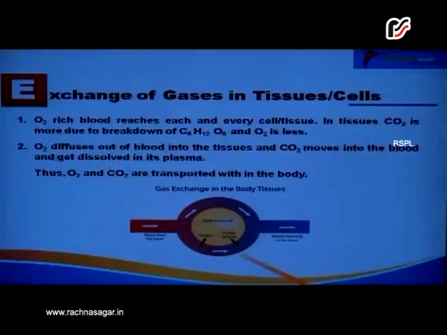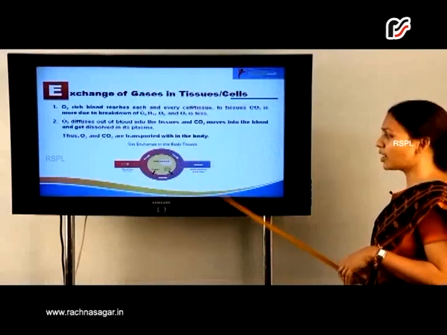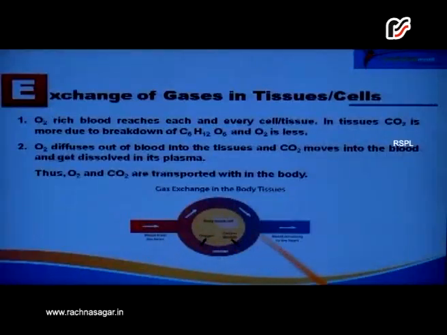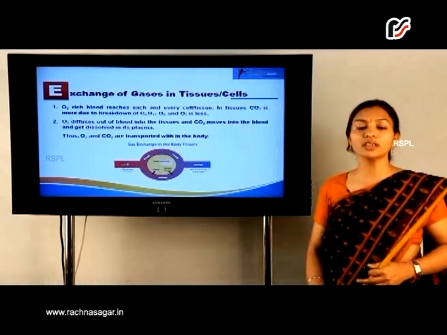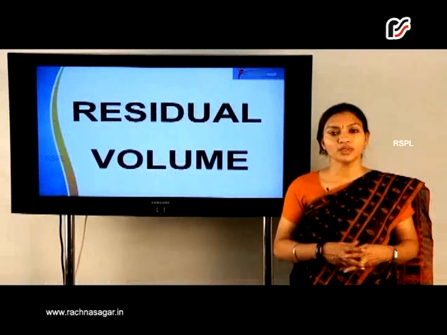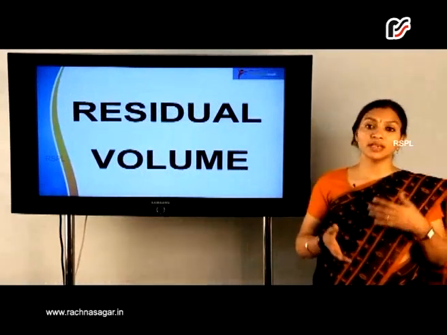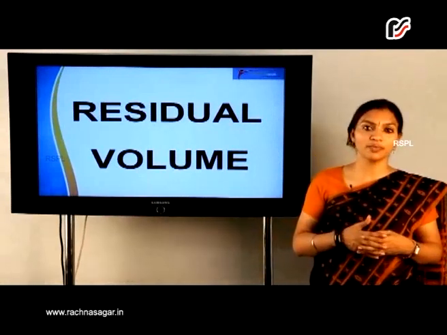This oxygen diffuses out from the blood into the tissues. Carbon dioxide, which is already more in the tissues, comes back into the blood, and then oxygen and carbon dioxide are transported likewise within the body. So we have been discussing till now breathing, internal respiration, exchange of gases, and so on.